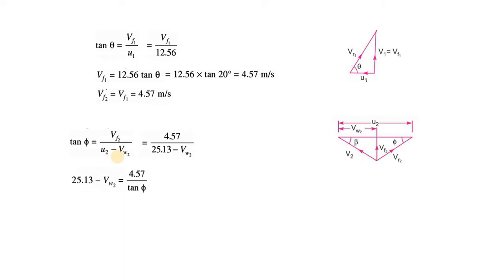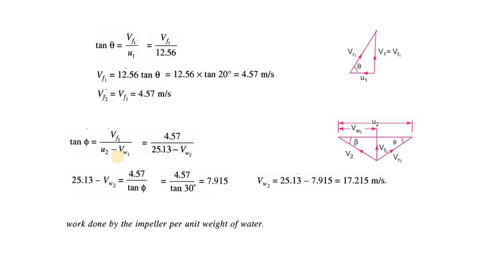We solve the equation for phi, rather phi is known, and we simplify for Vw2. Vw2 is equal to 25.13 minus 7.915, and the value of Vw2 which can be calculated is 17.2 meter per second. Moment you calculate Vw2, we can easily calculate the work done by the impeller per unit weight of water, and that is equal to 1 by g into Vw2 U2. So by substituting the values of Vw2 and U2 into 1 by g, the work done by the impeller per unit weight of water comes to be around 44.1 Newton meter per Newton.